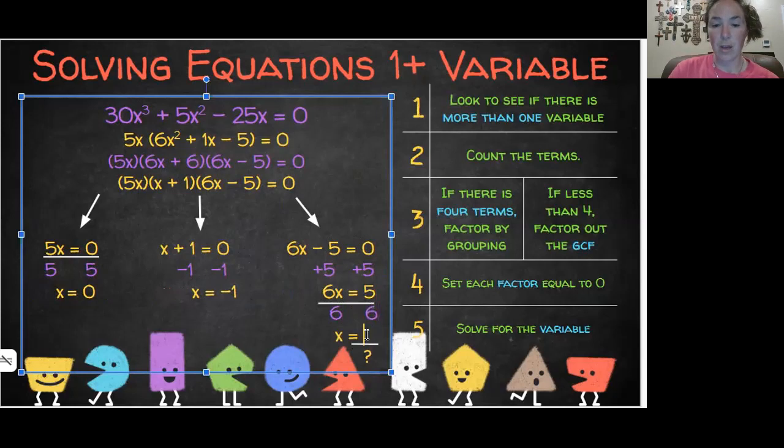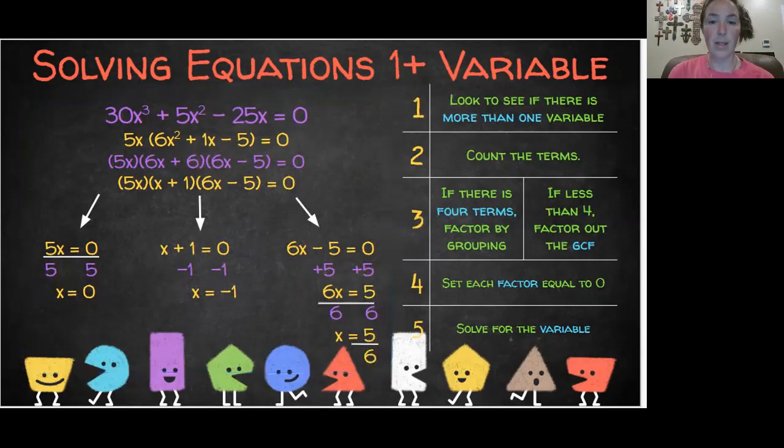So my answer would be x equals 5 over 6. And remember, if it doesn't come out evenly, we leave the solution as a fraction. So in this case, this cubic actually would cross the x-axis, looking for those roots, in 3 separate places: at 0, -1, and 5/6. Okay, so again, this is if you have 3 terms or if you have a GCF. It doesn't necessarily even have to be 3 terms.